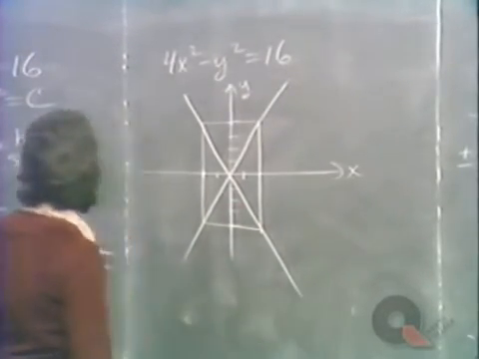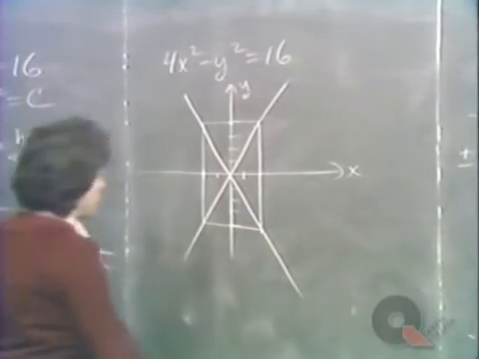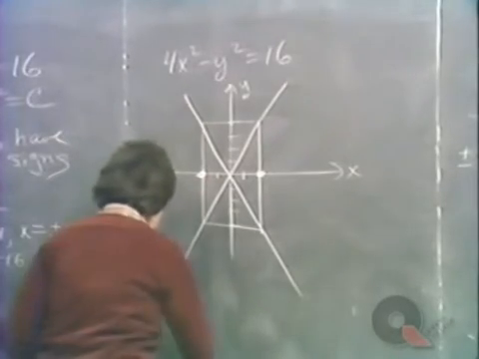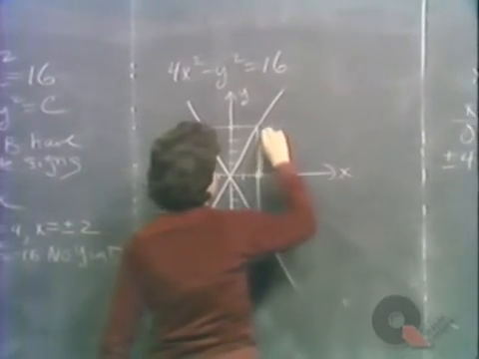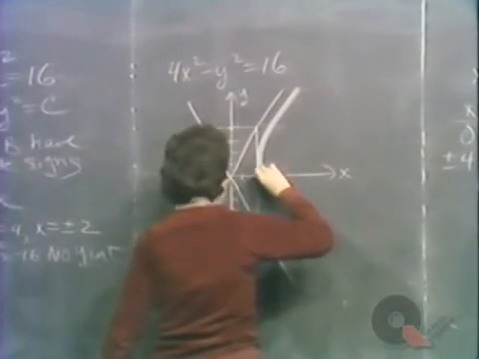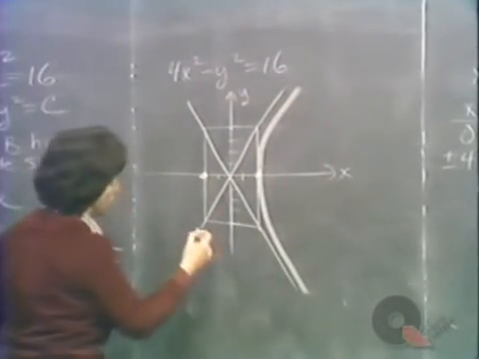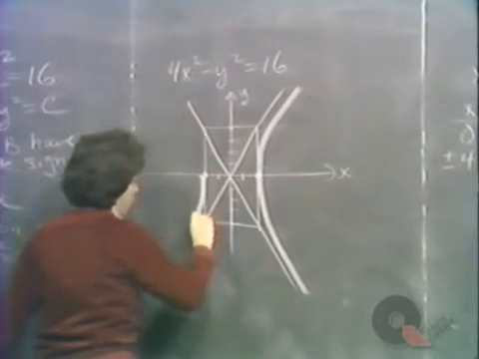Now, this hyperbola in particular had 2 x-intercepts and no y-intercepts. So we're going to fit the hyperbola in here. It's going to get very close to these lines, but we never cross over them. Same thing here.